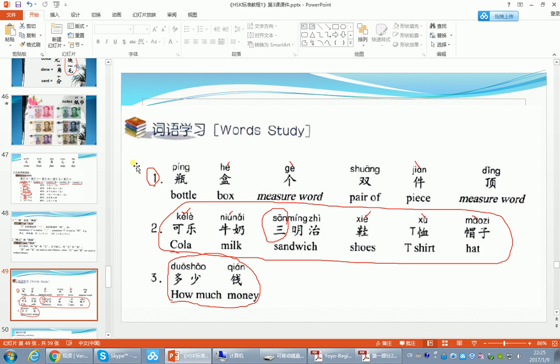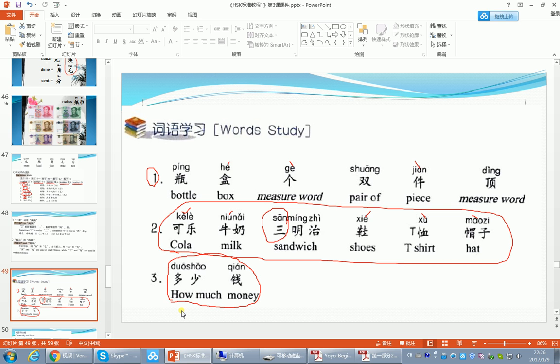In Chinese, we often use measure words to describe something. So, how to say one bottle of cola? 一瓶可乐. Don't forget the numbers. One box of milk, 一盒牛奶. A sandwich, 一个三明治. A pair of shoes, 一双鞋. A t-shirt, 一件T恤. One hat, 一顶帽子.